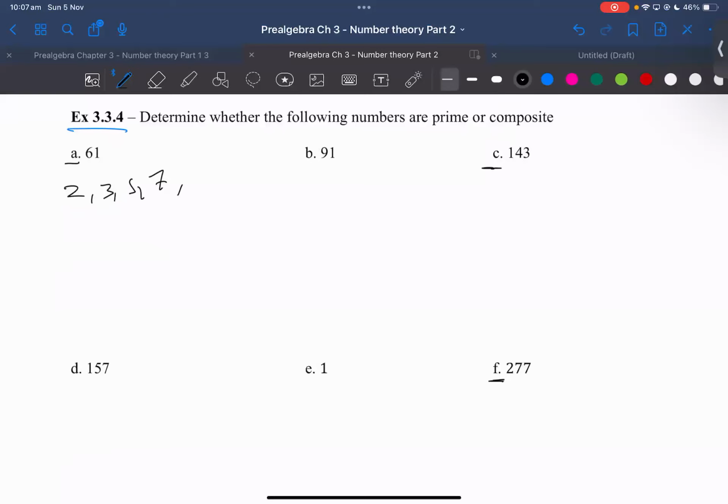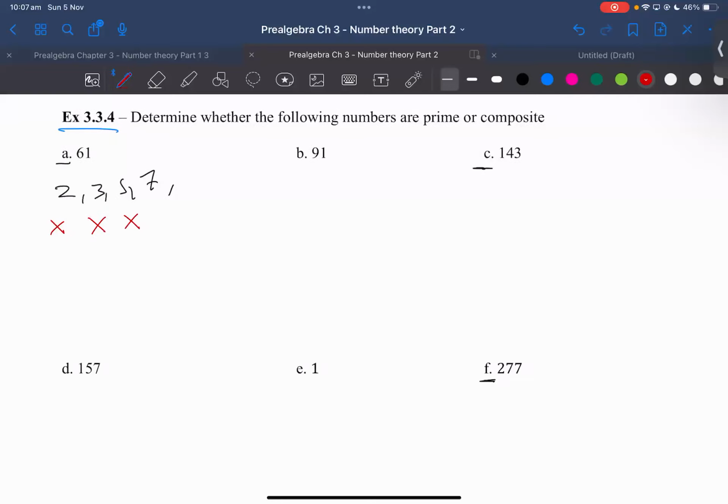If you go through each one of these numbers, is 61 divisible by 2? It's odd, so no. Is it divisible by 3? No. 6 plus 1 is 7, the digit sum is not divisible by 3, so no. Is it divisible by 5? No. Is it divisible by 7? No. 61 divided by 7 is 8, remainder 5. So it's not divisible by 7 either.